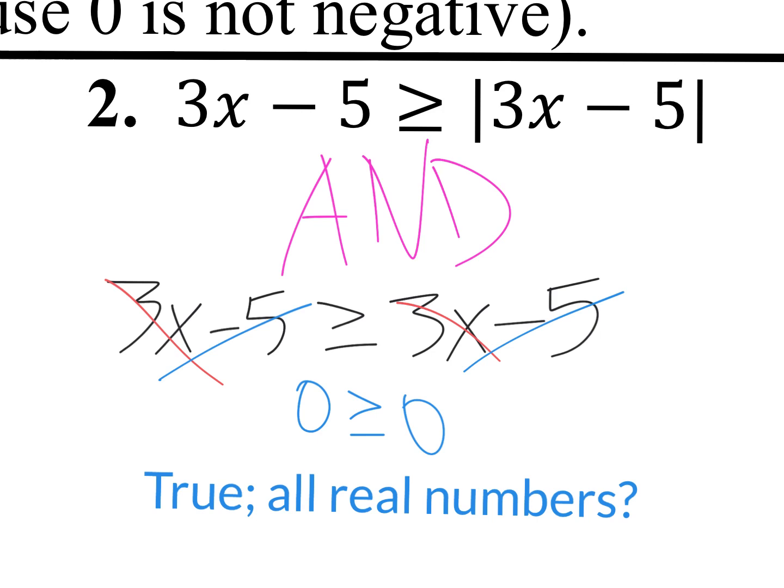So anytime I get a true statement, like everything's true, then you've got to think, does that mean it's an all real numbers kind of scenario? And the short answer is because it's an and scenario, it can't be all real numbers and something else, because and is all about the overlap. So it's not going to be all real numbers. It will be something else, and I'll show you why for the second time that we solve this.